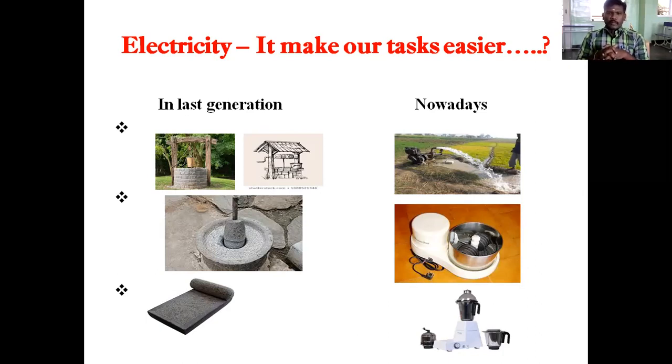And see the last picture. The last picture is used to make a very good device. It is very helpful for us in our kitchen. If you want to make a chutney or anything else in the kitchen, it is done by the last generation device in the last picture. But nowadays we are using a mixie for juice or for making a chutney or any other purpose. We are using the mixie.